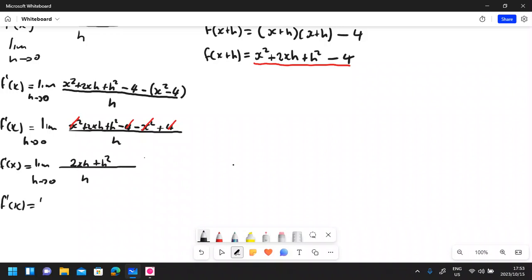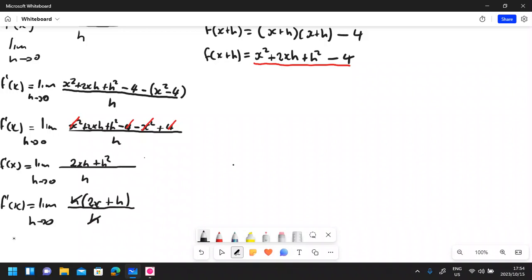Okay, so limit h approaches 0. If you take out the common factor here, which is h, the first term you're going to be left with 2x, and then the second term you're going to be left with h, right? Because if you multiply with h, removing the bracket, it takes you back to the numerator on top there. Now this is divided by h. When you look at h divided by h, you will have 1.